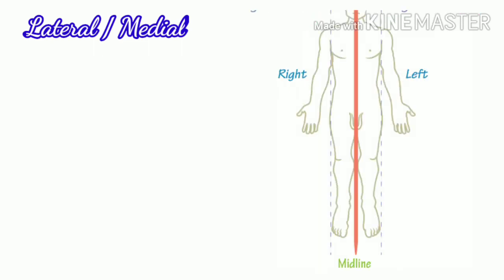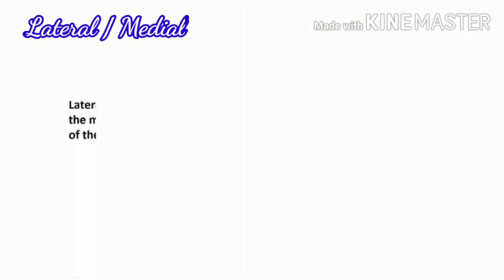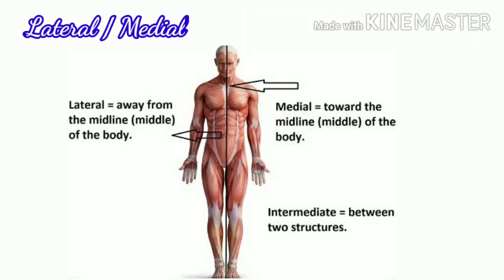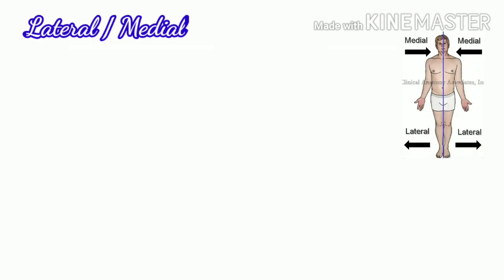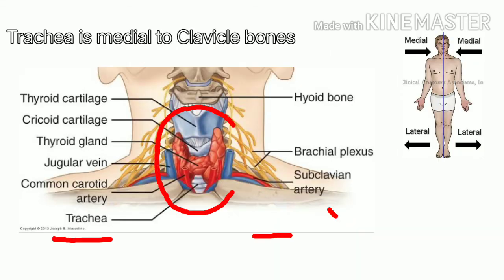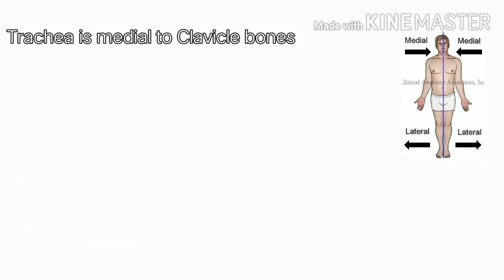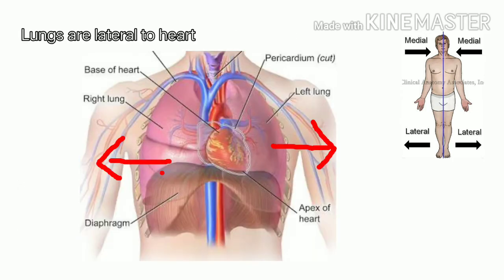The third is lateral and medial. Do you remember the middle line? I talked about this in the first video, the introduction to anatomy. The middle line divides the body into equal right and left halves. So lateral means away from the middle line, whereas medial means towards the middle line. An example is the trachea is medial to the clavicle bone and the lungs are lateral to the heart.